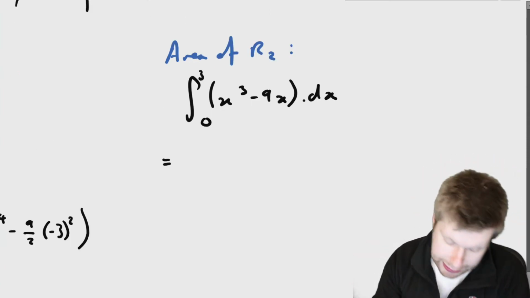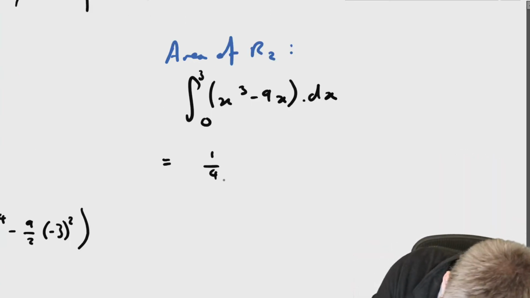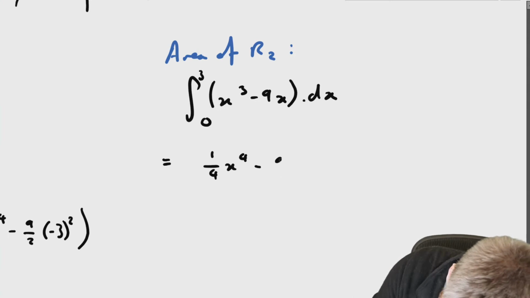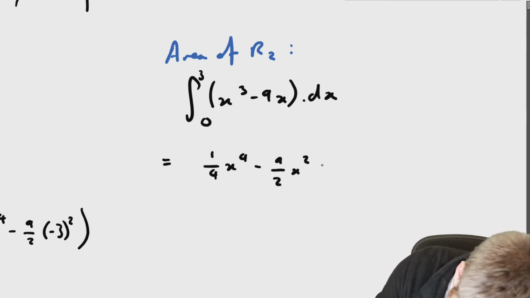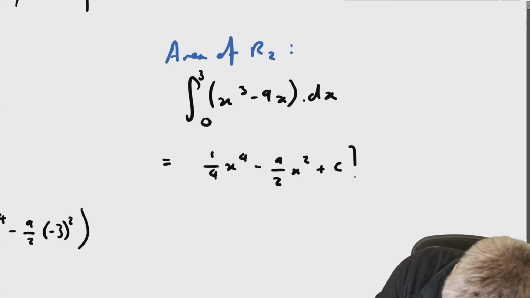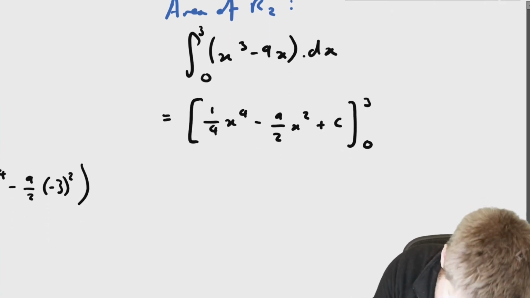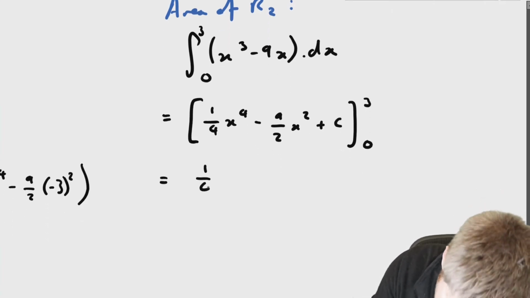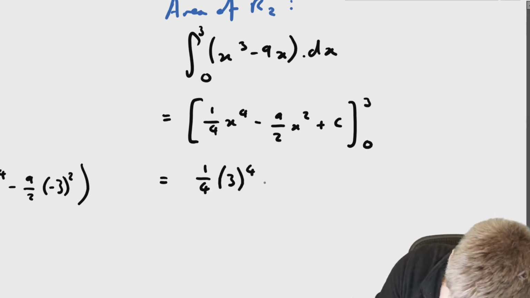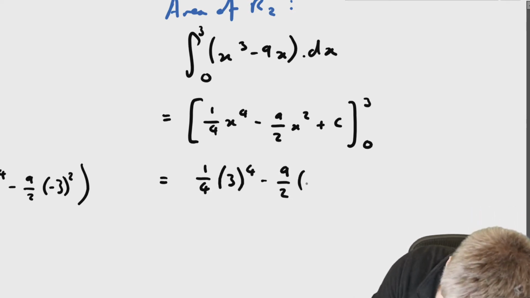So the integration is exactly the same as before. So I get a quarter x to the power 4 minus 9 over 2 x to the power of 2, of course plus c, but this time my bounds or my limits are 0 and 3. Okay, so then if I stick in 3, I get a quarter of 3 to the power 4 minus 9 over 2 times by 3 squared.